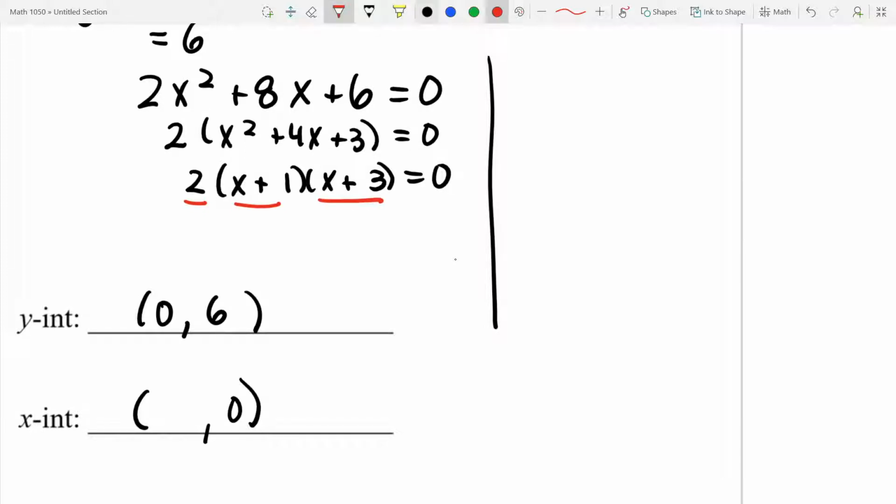Could the 2 ever be equal to a 0? No, so you don't worry about that. The x plus 1 gives me a negative 1. The x plus 3 gives me a negative 3. So I have negative 1, comma 0, negative 3, comma 0, and I'm done.